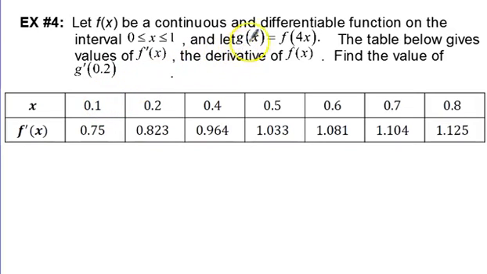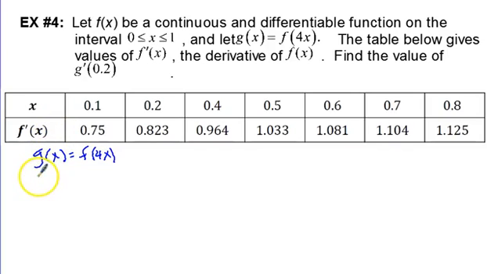They also tell me that g of x is equal to f of 4x. So let me begin by writing that down. g of x is equal to f of 4x. Now what are they asking me for? They want me to tell them what g prime of 0.2 is. So we'll begin by finding out what g prime of x is.